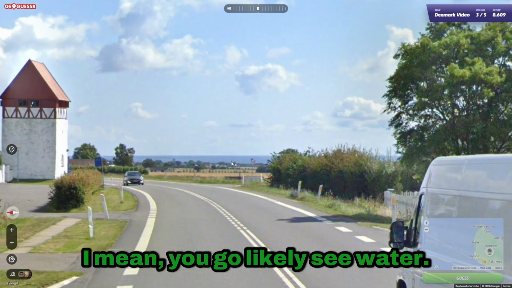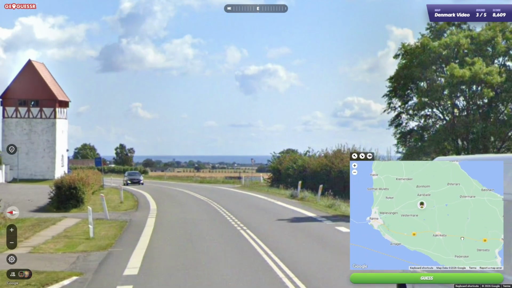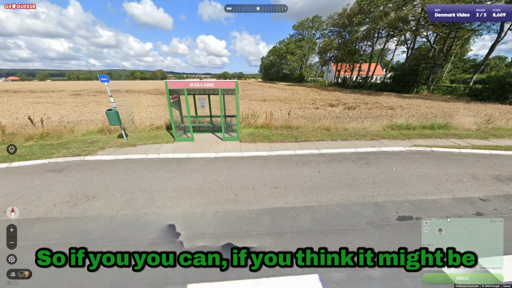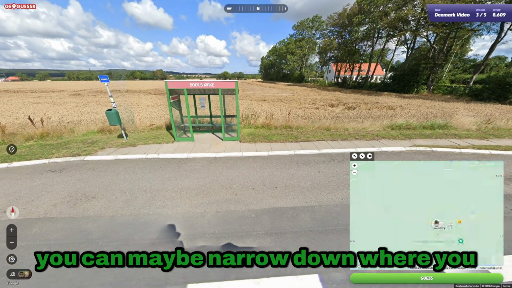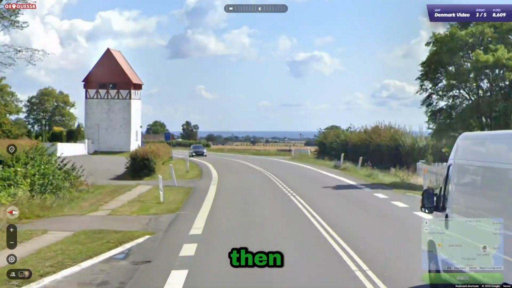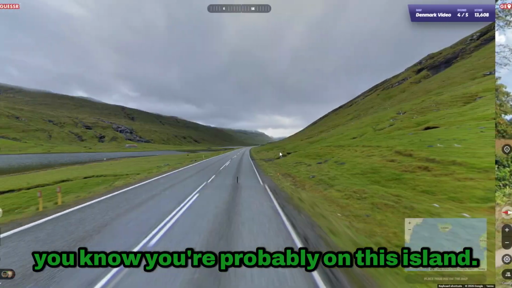I mean, you'll likely see water, unless you're on like the middle. So if you think it might be that island, you can maybe narrow down where you are, and if you see water, then you know you're probably on this island.